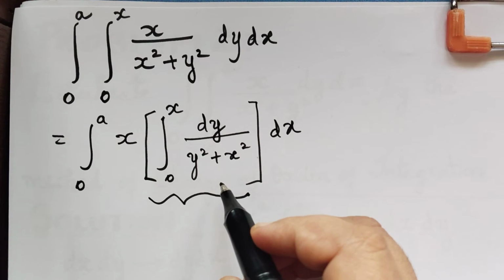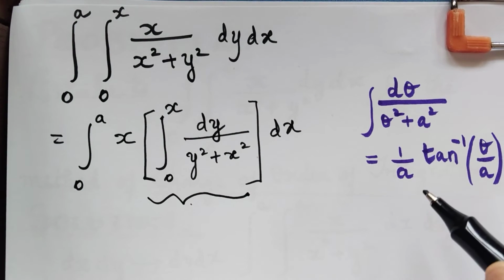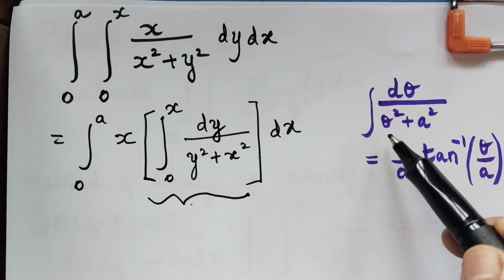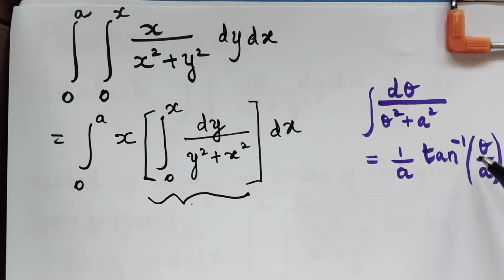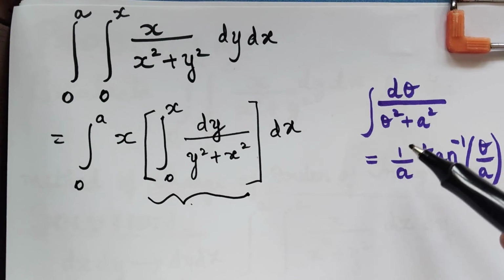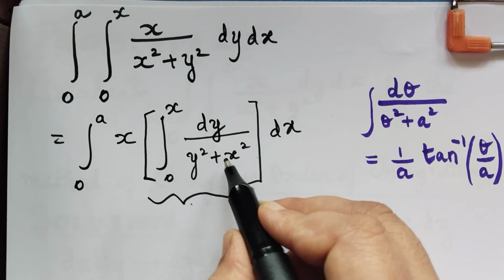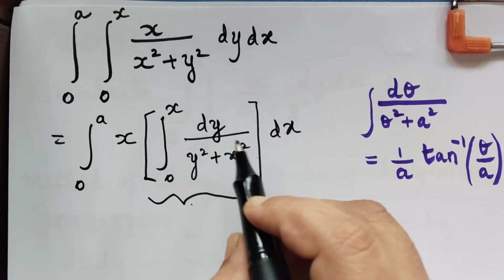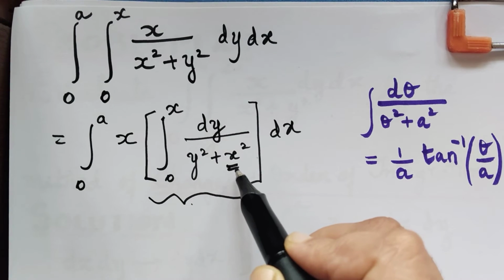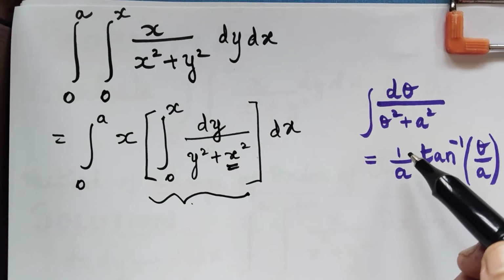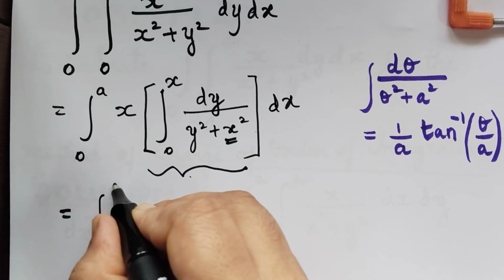Now by the integration formula, we know that, this formula we all know, that is integral d theta by theta square plus a square is equal to 1 by a tan inverse of theta by a. So using this formula, at the place of theta we are having y, and at the place of a, that is a constant, we are having x. Because since we are integrating with respect to y, this x will be like a constant, and that constant is like a.